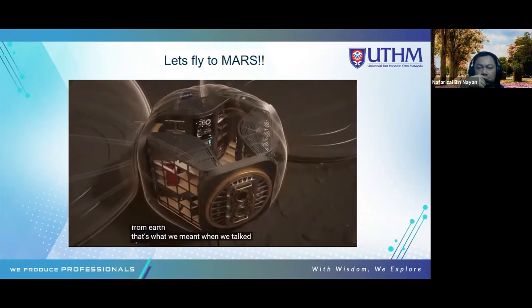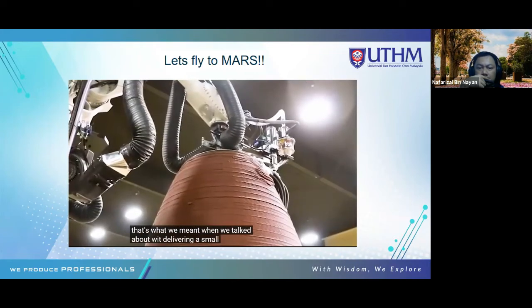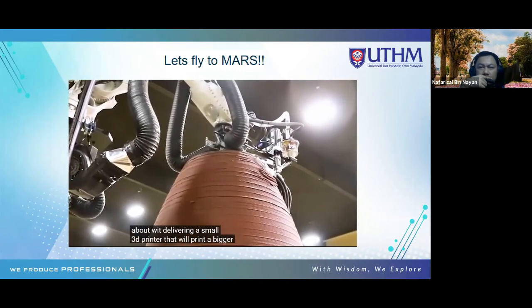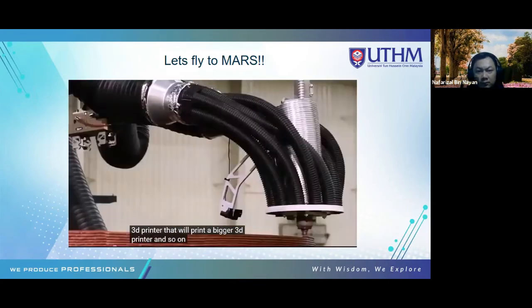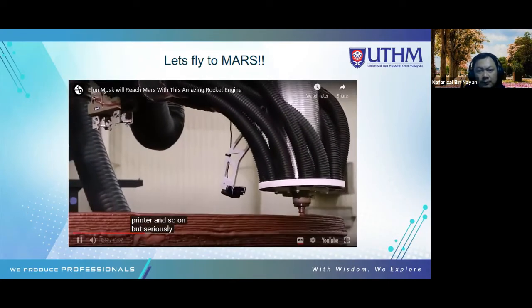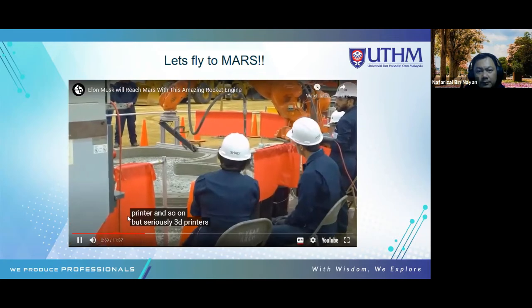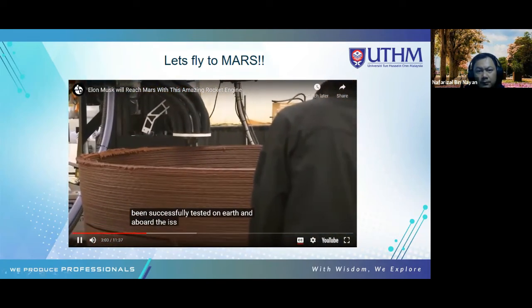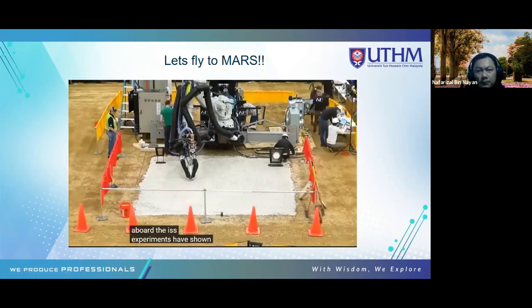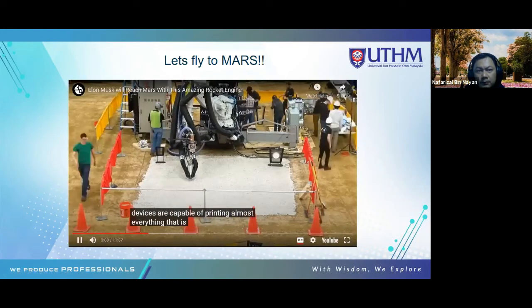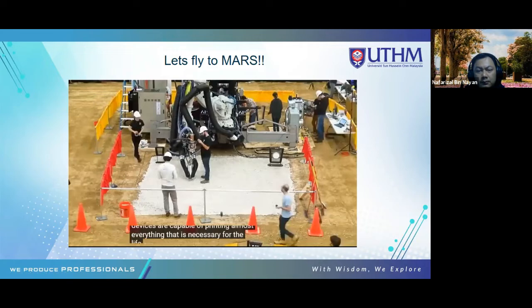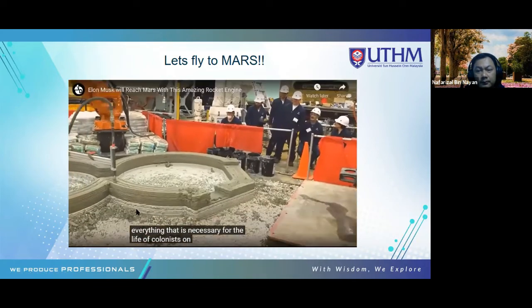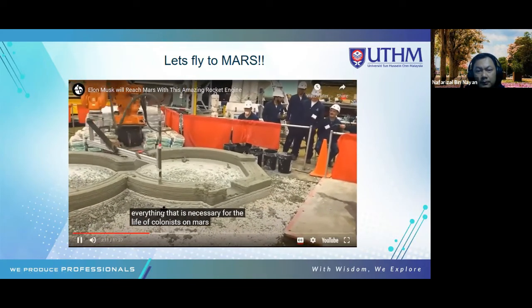That's what we meant when we talked about WIT, delivering a small 3D printer that will print a bigger 3D printer, and so on. But seriously, 3D printers have already been successfully tested on Earth and aboard the ISS. Experiments have shown that these devices are capable of printing almost everything that is necessary for the life of colonists on Mars. This will be more efficient and cheaper than delivering everything needed by space shuttles.